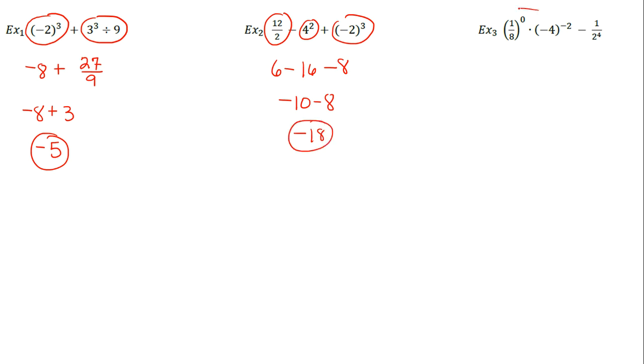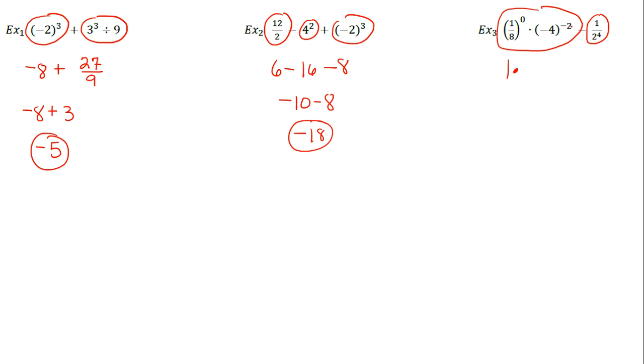Example 3. There's a lot going on here, but I still only have 2 terms. This subtraction is what divides it. Inside this term, we have exponents, multiplication, and exponents. So we have to do the 2 exponents first, and then we will multiply. So 1/8 raised to the 0 is 1.